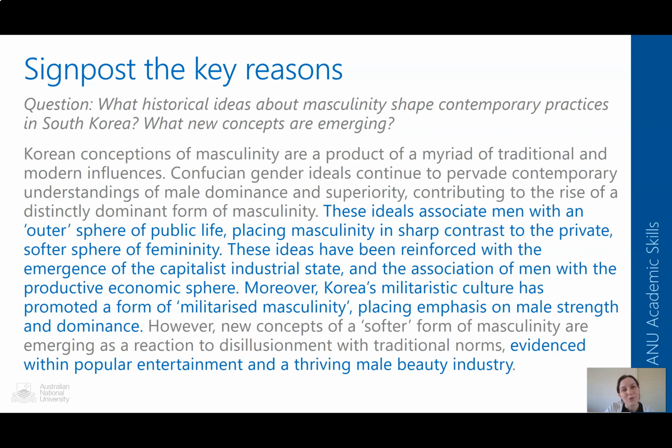Now, the essay introduction also needs to signpost the key reasons for your argument, and your signposting should follow the same order in which you introduce those ideas in the essay body. So if you introduce, for instance, the outer sphere of public life, you need to talk about that in the very first paragraph. And then if you're talking about reinforcing those ideas about masculinity with the emergence of the capitalist industrial state, that will be talked about in the next paragraph, and so on. So usually the signposting will follow the same structure of the essay, and if it doesn't, it can get very confusing for your reader. So think carefully about when you explain the key reasons for your argument: do they follow the same structure of the essay?